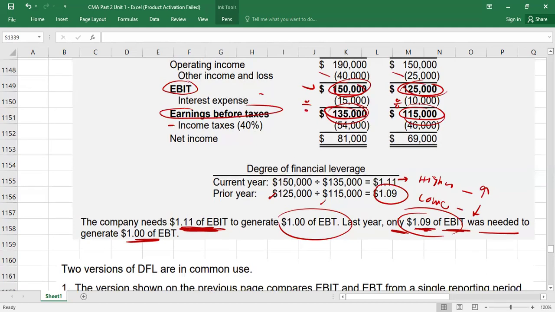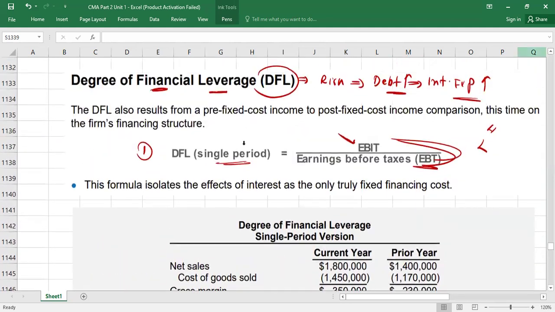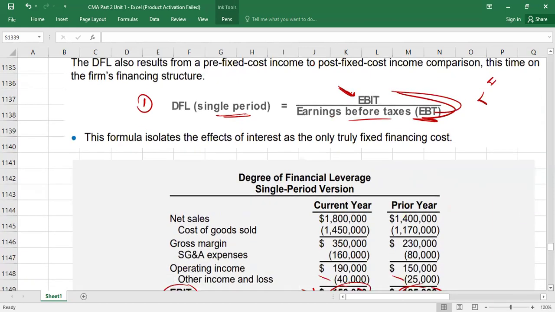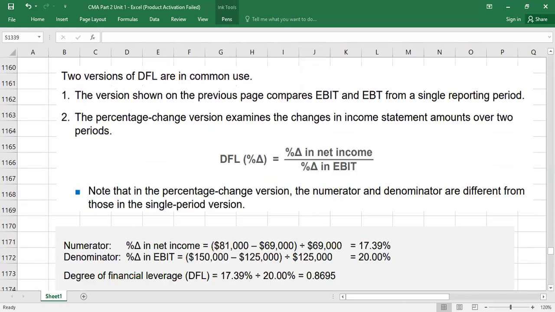This is the formula which we use for a single period. What is the formula? EBIT divided by earning before tax, or EBT. Now, what if you have 2 years of data? Then we will apply this formula. This is called the percentage change version, but for financial leverage.